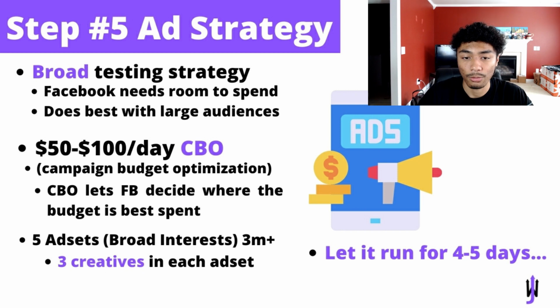And then from there, what you guys need to do is set up 5 ad sets, assuming that you're starting out with a budget of $50 to $100 and broad interest, 3 million or plus for the interest. And then you need to have 3 different creatives in each ad set, like I mentioned before, with the 3 different scroll stoppers. Realistically, you need to let these ads run anywhere from 4 to 5 days and up to a week if you can. And that's mainly because Facebook is gathering data within this time. And you're basically just building data on your Facebook pixel.